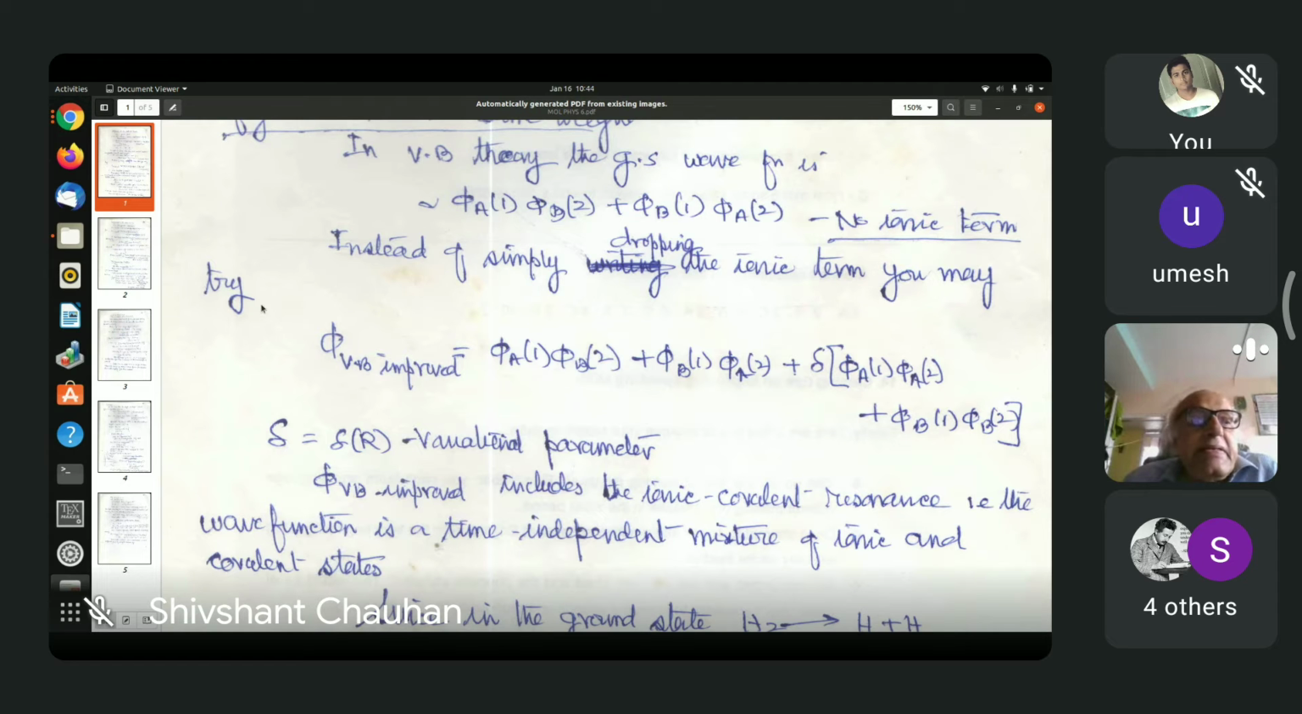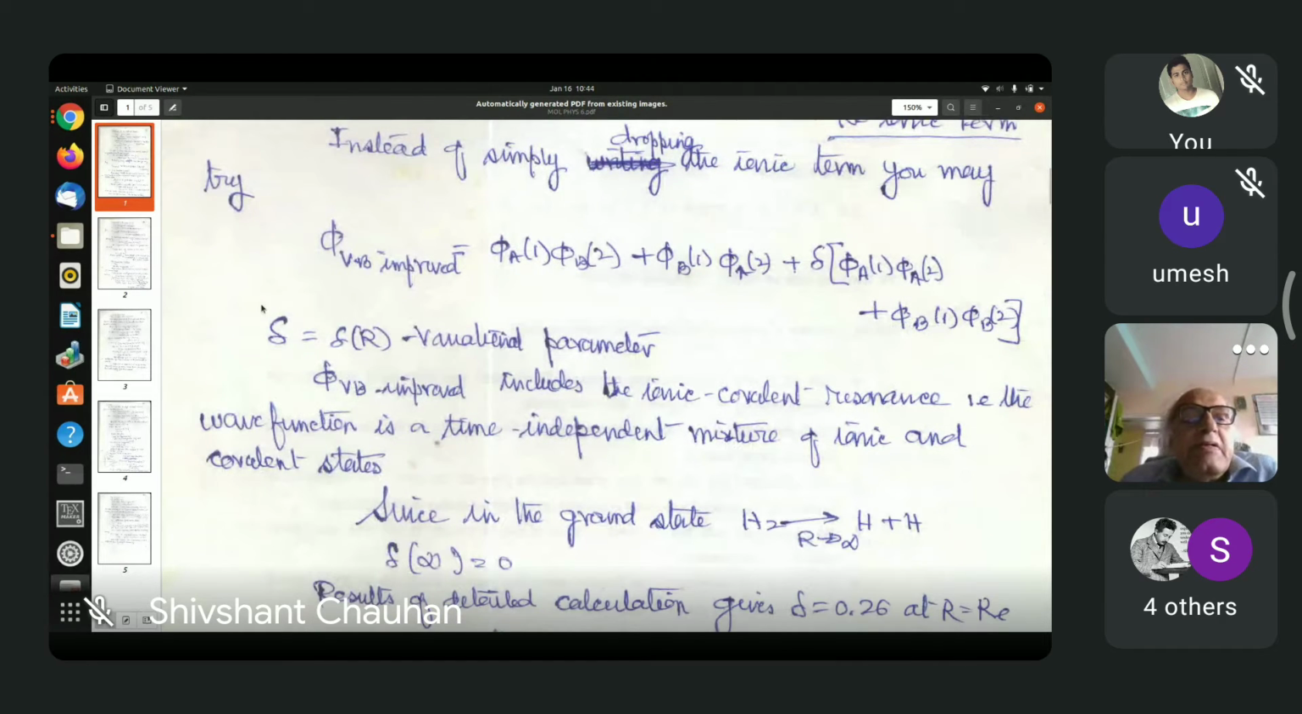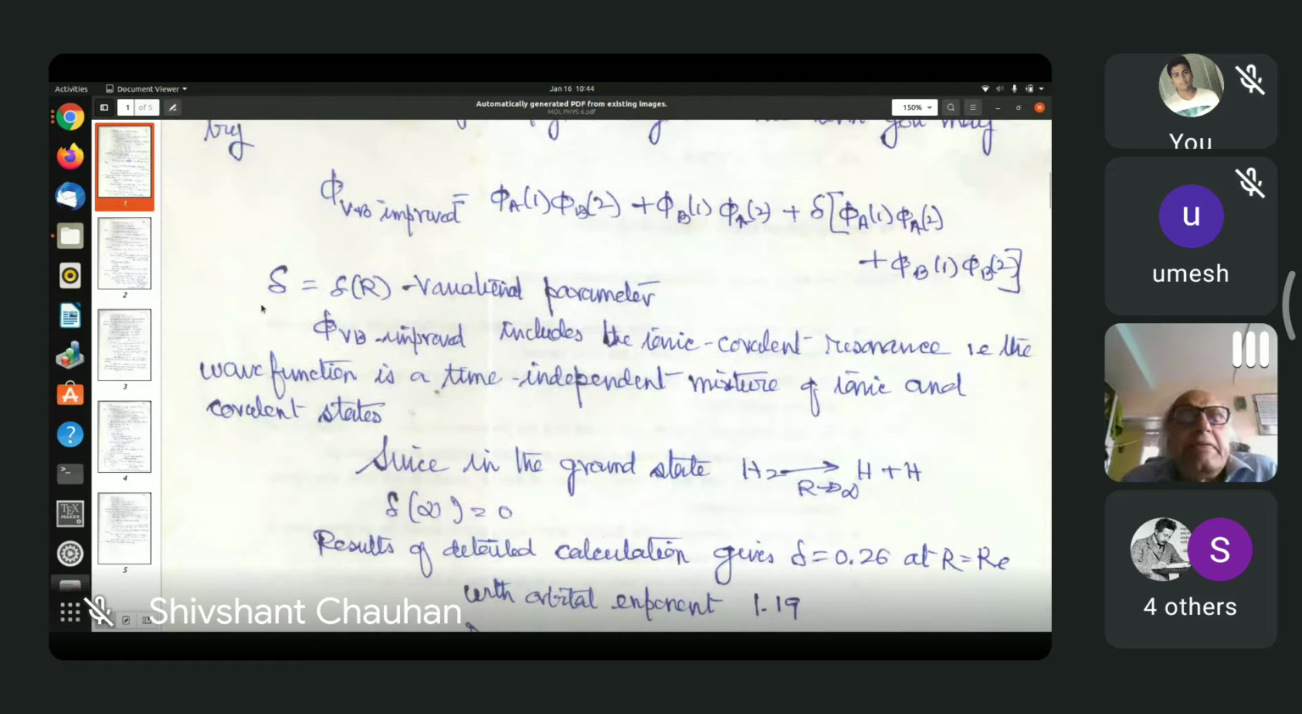That is, the wave function is a time-independent mixture of ionic and covalent states. The first two terms are simply covalent states, and the next two terms, which are multiplied by delta, are ionic states. Why delta? Because we will find the optimum value of delta. We don't know what delta is, and we can expect delta to be less than 1 because the covalent terms should be more important than the ionic terms. That is why we have kept delta here. This is an improvement of the valence bond wave function.